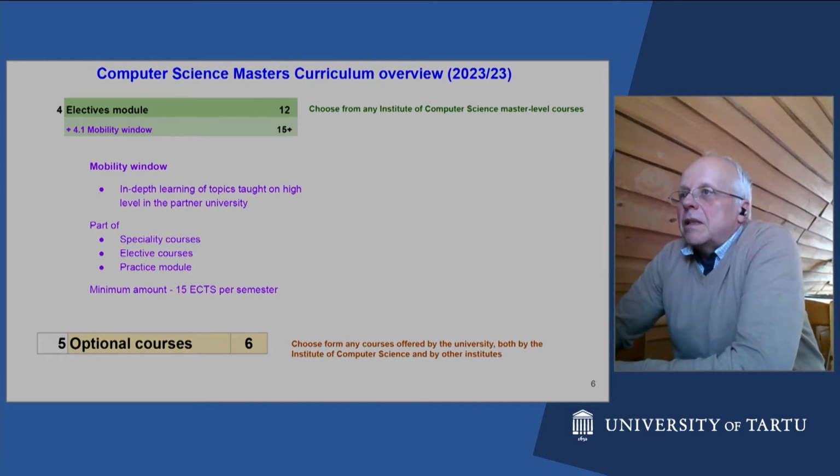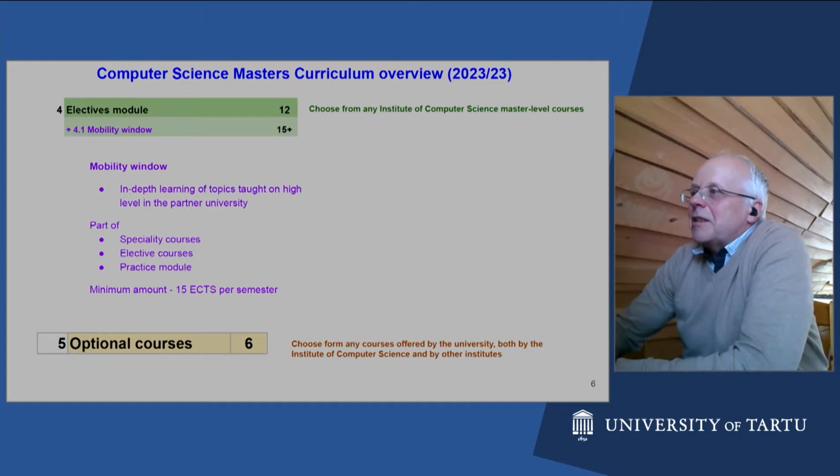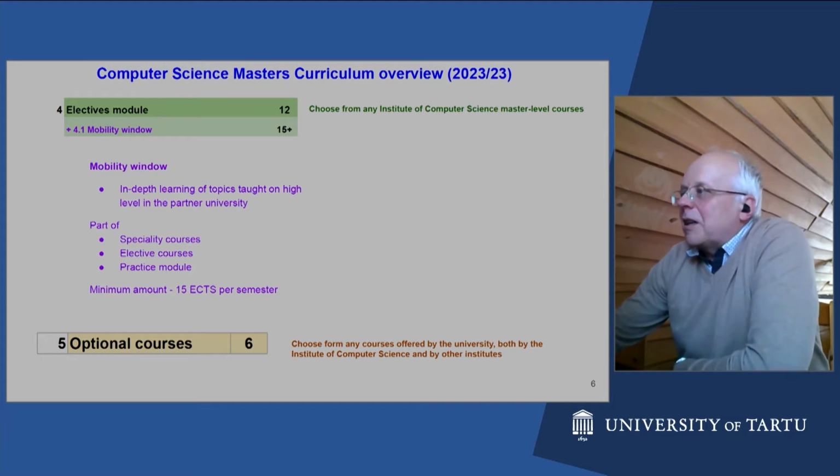With the fifth module, optional courses, you can choose any course from our university. It is typical to learn some languages, or of course you can take some course that you're really interested in from our institute as well, or from the Faculty of Science, Physics, Chemistry, why not?